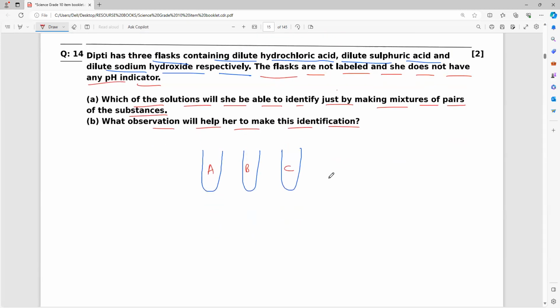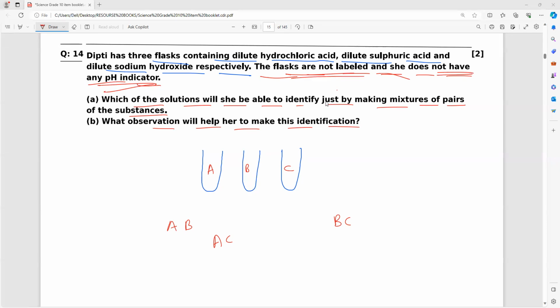Now, which one can we identify? Totally I can make three combinations. I can mix AB, or I can mix AC, or I can mix BC. Any of the three combinations I can make. Which one can I identify? Sriram, you do not have pH paper. The flasks are not labeled and she does not have pH paper. You cannot use it.